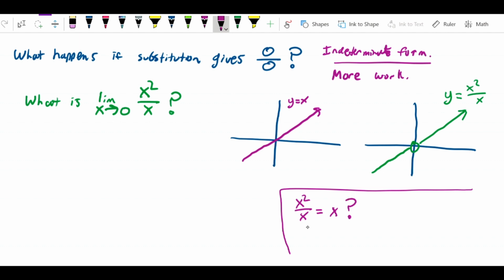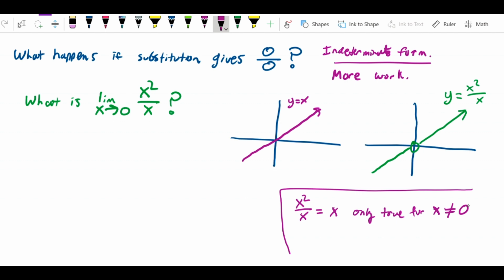So the answer is really that this is only true for values of x that are not equal to zero. If the value is zero, it's not true. If the value is not zero, then that statement is perfectly true. But remember, we're evaluating the limit as x approaches zero. So let me show you what the actual way of dealing with this is.